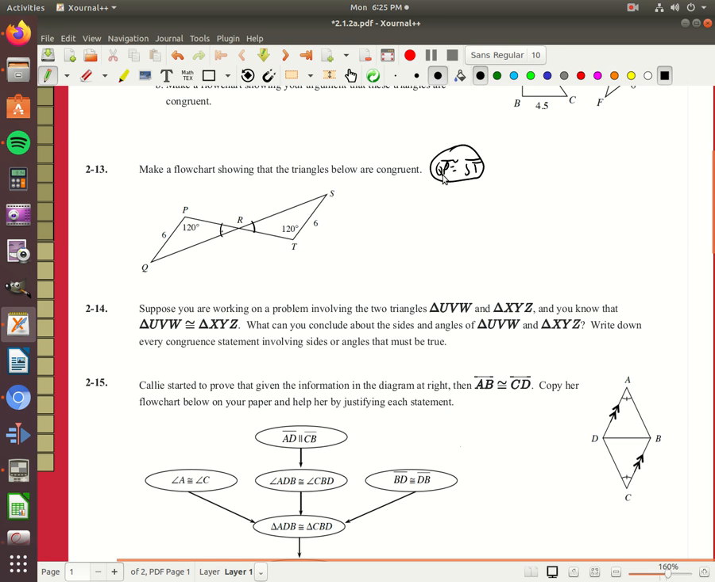QP is congruent to ST because it's given. It's given that they both equal 6. I can say angle P is congruent to angle T. I know that they both equal 120 degrees. I should say they both equal 120 degrees, and that's why they are congruent to each other. But again, this book doesn't really do that. Sometimes it does, sometimes it doesn't. It's just easier to ignore.